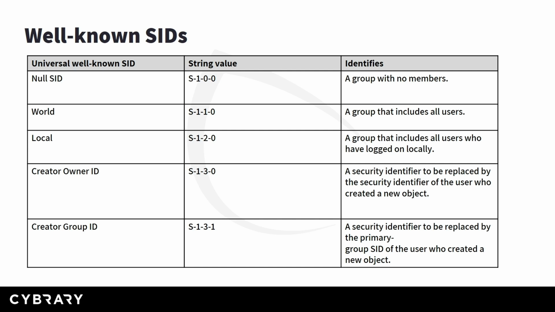The local security identifier with value S-1-2-0 identifies users who log on to terminals locally and are physically connected to the system. The Creator-Owner ID, identified with the value S-1-3-0, is a security identifier to be replaced by the security identifier of the user who created a new object. This SID is used in inheritable access control entries. The Creator Group ID, with a value of S-1-3-1, is a security identifier to be replaced by the primary group SID of the user who created a new object.